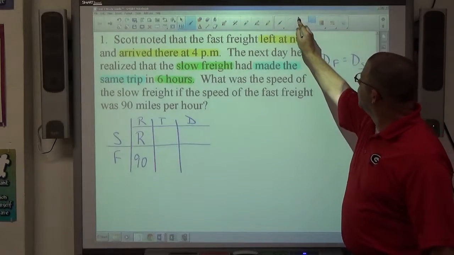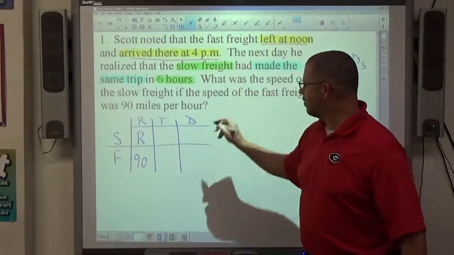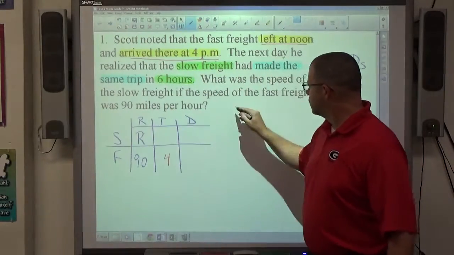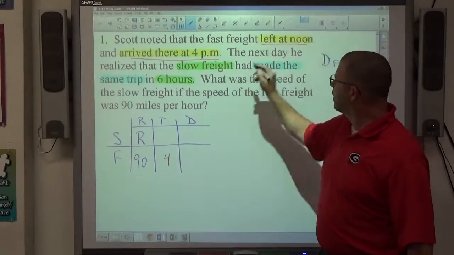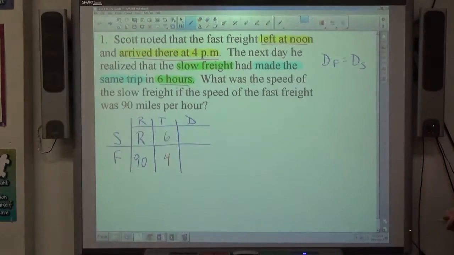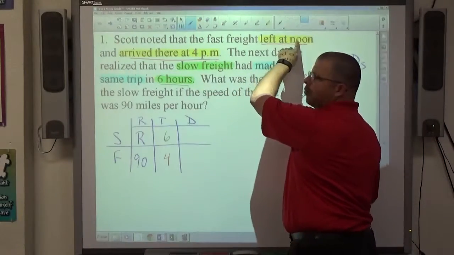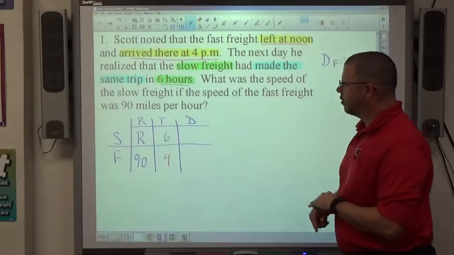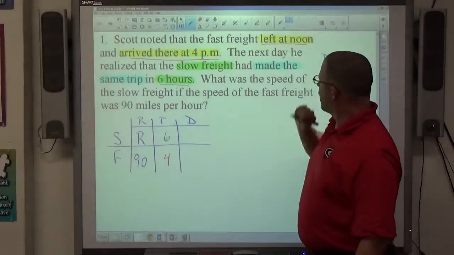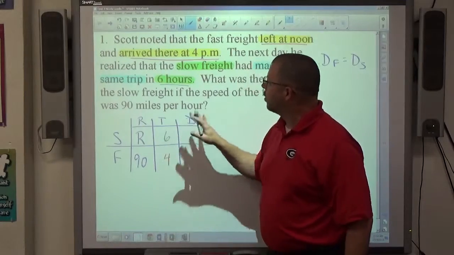We also know the fast freight train left at noon and arrived at 4 p.m. That's 4 hours. And the slow train, 6 hours. Again, this is 4 not because it says 4 p.m., but because noon, 12 p.m., to 4 p.m. is 4 hours. Be careful of that, that's where it's coming from. So I've got my rates and my times. That's always what I want to do with the word problem.